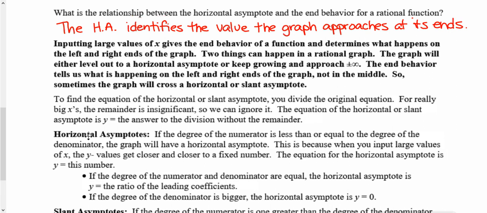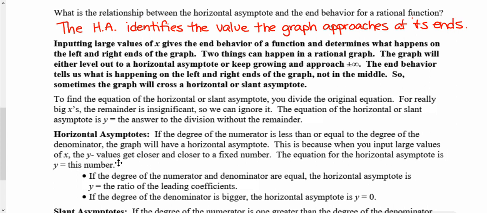So for a horizontal asymptote, if the degree of the numerator is less than or equal to the degree of the denominator, the graph will have a horizontal asymptote. So think about that. That means there's the same number of x's on the top and bottom, or there's more x's on the bottom. That's going to result in a horizontal asymptote. This is because when you input large values of x, the y values get closer and closer to a fixed number, and that horizontal asymptote is y equals this number.